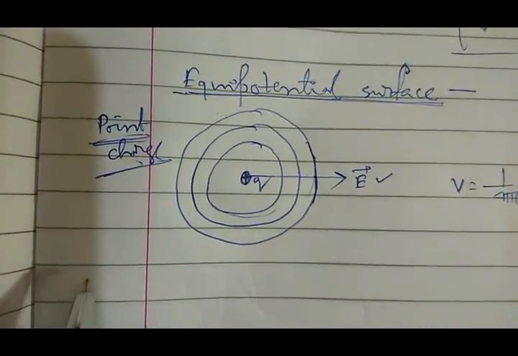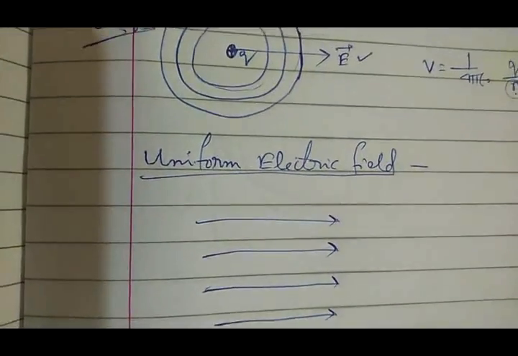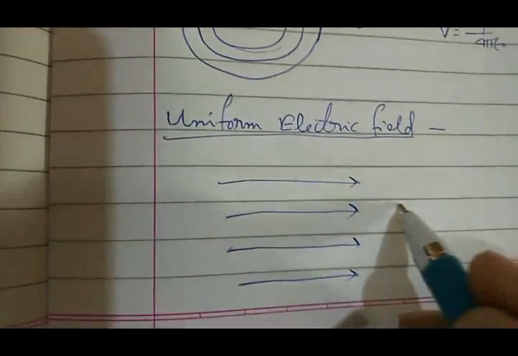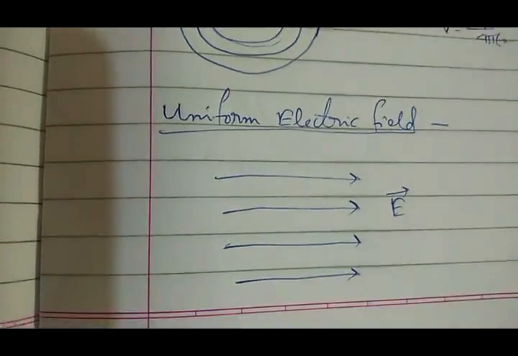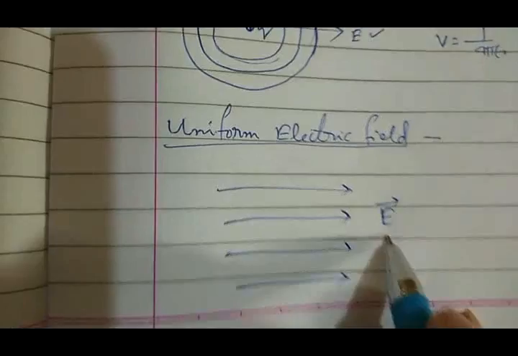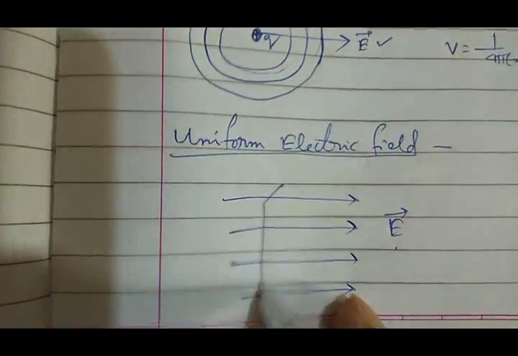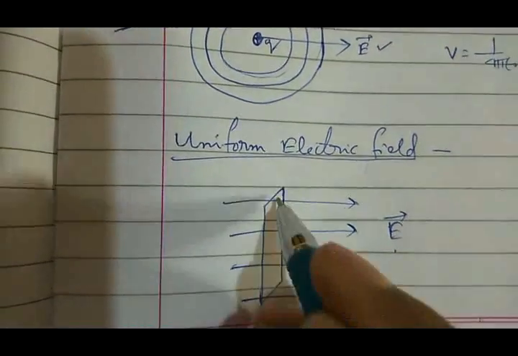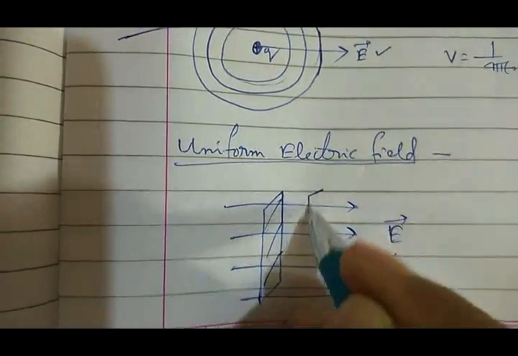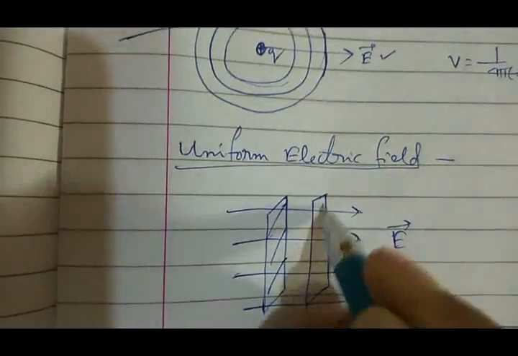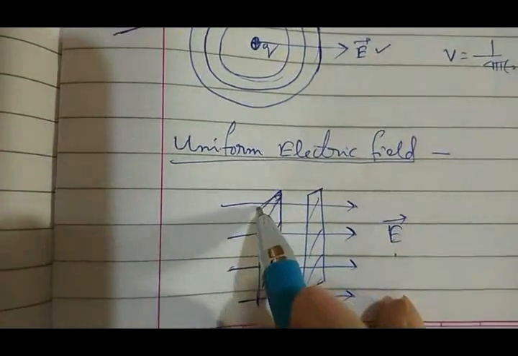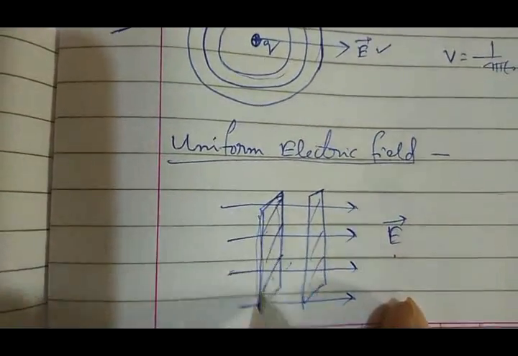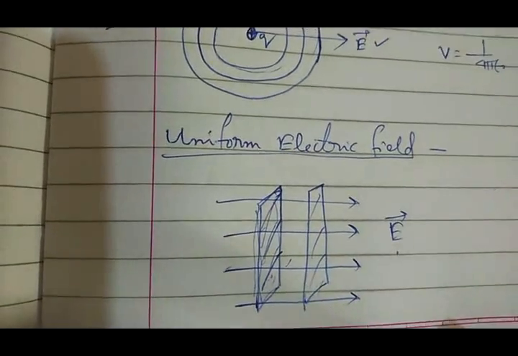Now consider a uniform electric field. I already told you that the uniform electric field is represented as equispaced parallel lines. In case of such a field, the equipotential surfaces look like planes. These planes are parallel to each other. You can draw as many planes as you like. So these are the equipotential surfaces. On a given plane, the potential will remain the same.